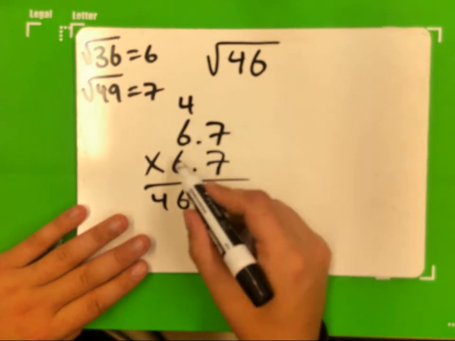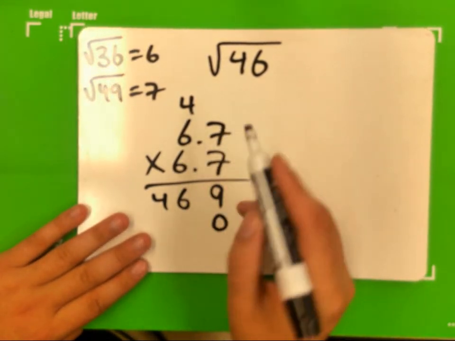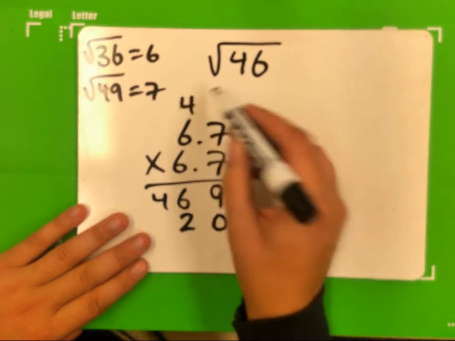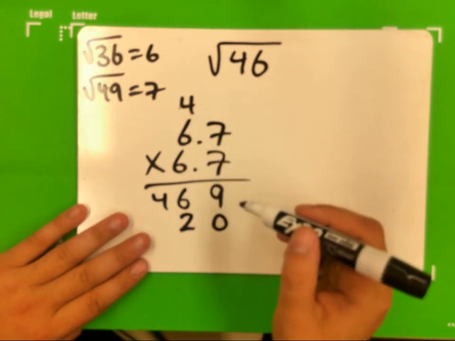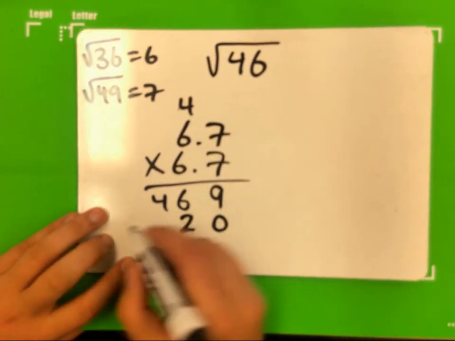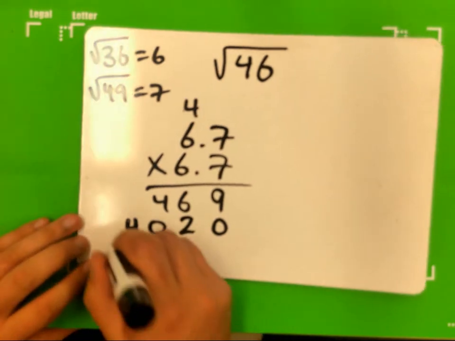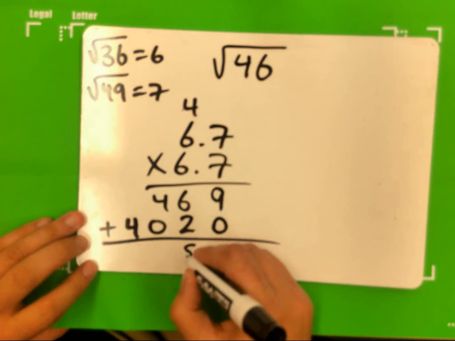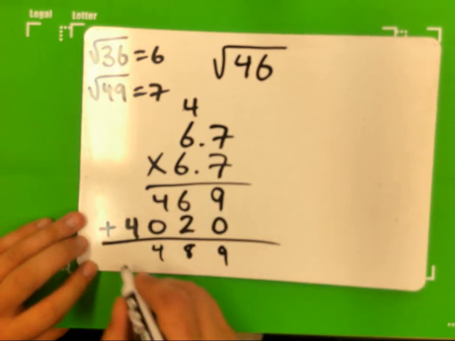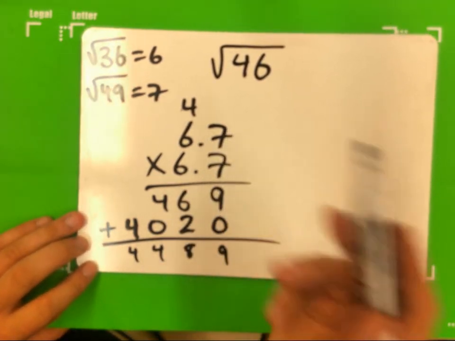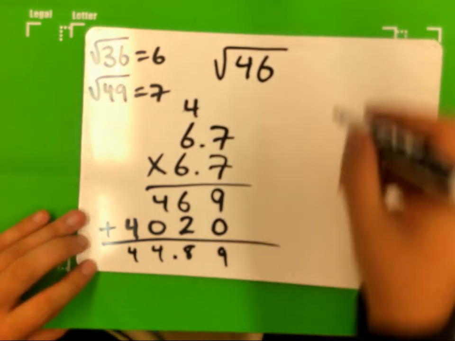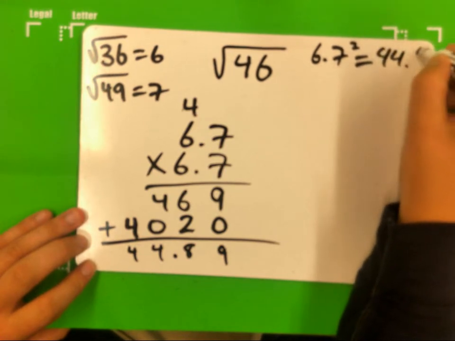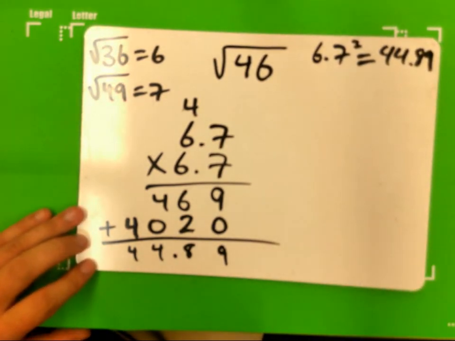Again, done with my 7, moving on to my 6, so I got to add a 0. 6 times 7 is 42. I should have erased, but it's okay because it's still going to be 42. So there's my 4. 6 times 6 is 36. Plus my 4 is 40. And there you go. Now, 9 plus 0 is 9. 6 plus 2 is 8. 4 plus 0 is 4. And we have 4. Again, two numbers after the decimal place. There's my decimal. So 6.7 squared equals 44.89. That's off by 1.11.